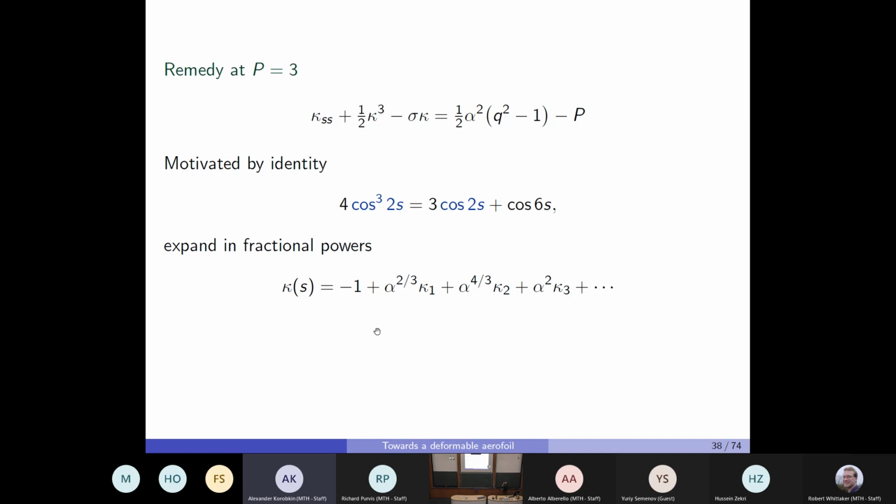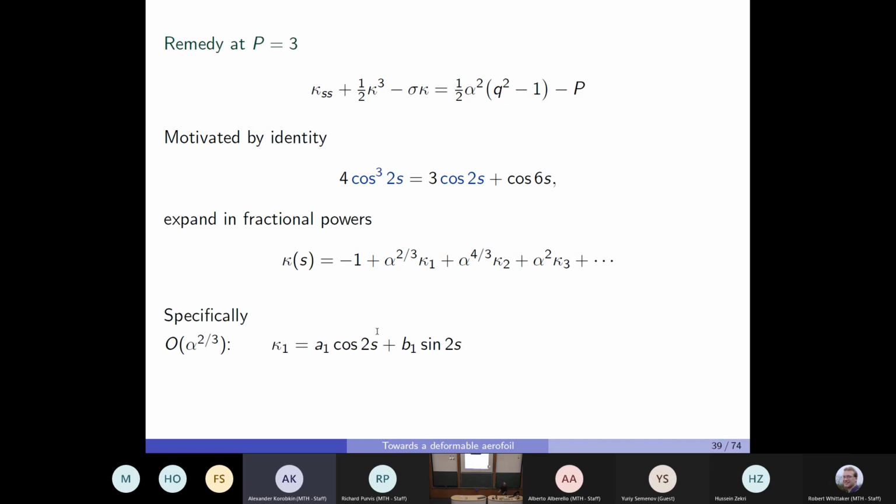So the idea is that if I expand like this, at leading order, my kappa 1 equation is going to be the equation I had before that had this problematic resonance in it, but with a 0 on the right-hand side. So the complementary function will look like that for kappa 1. Then by the time you get to third order, which is alpha squared, it's at that order that the problematic cos 2s forcing term will come into my ODE.